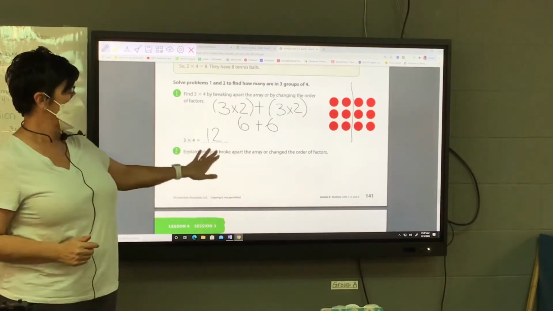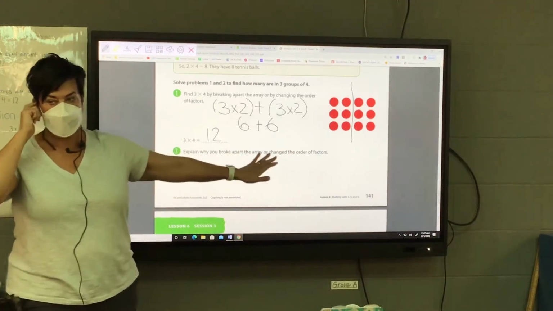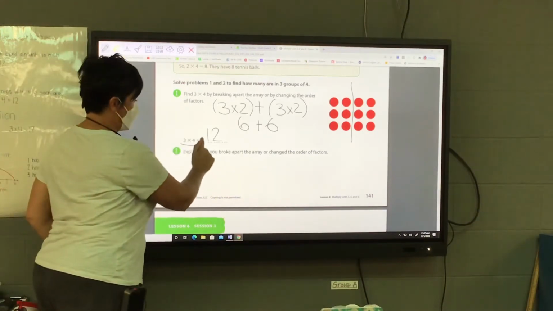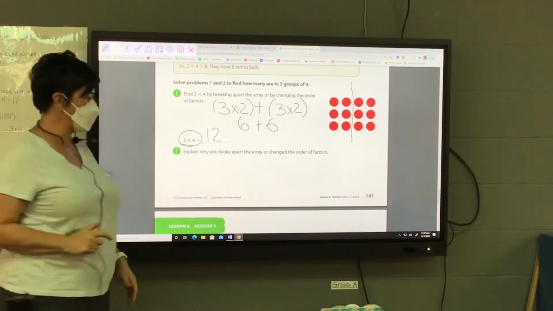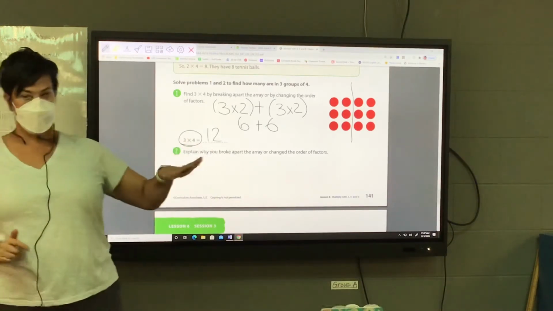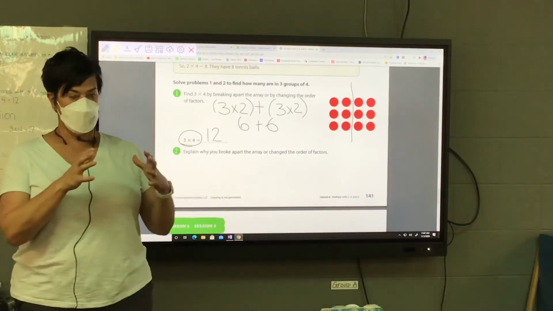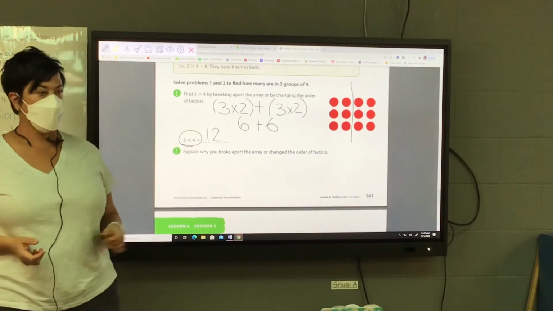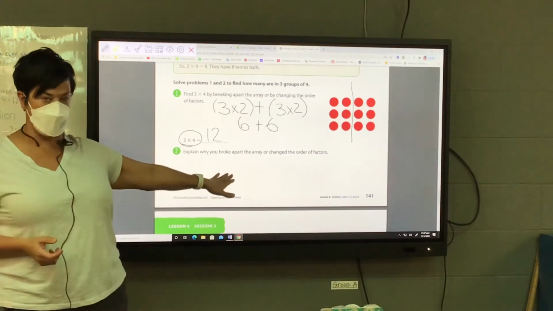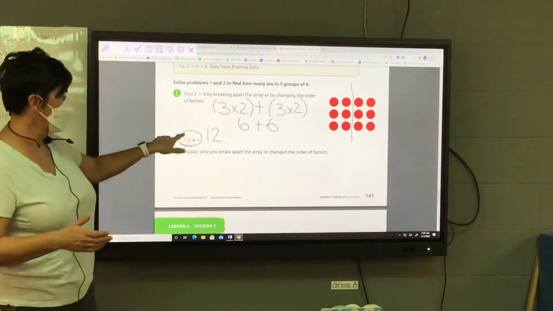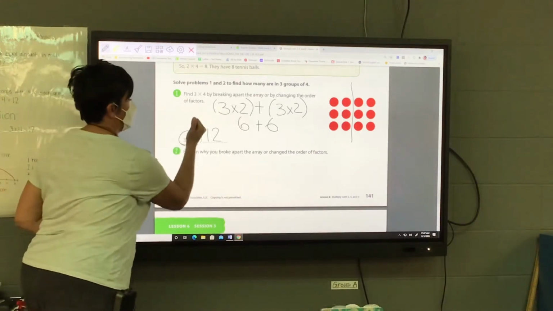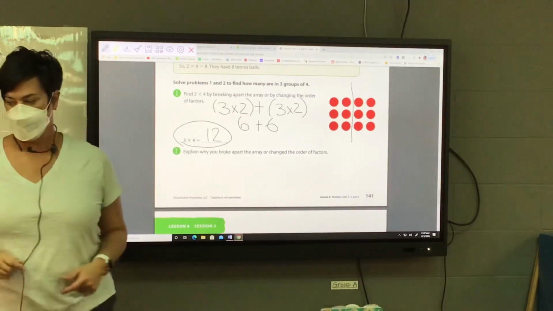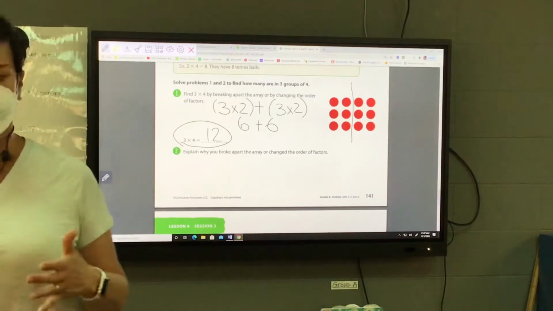Okay, we're going to do something a little different down here. We have this 3 times 4 expression. How could you change the order of that expression? Show me down here how to change the order of this expression.